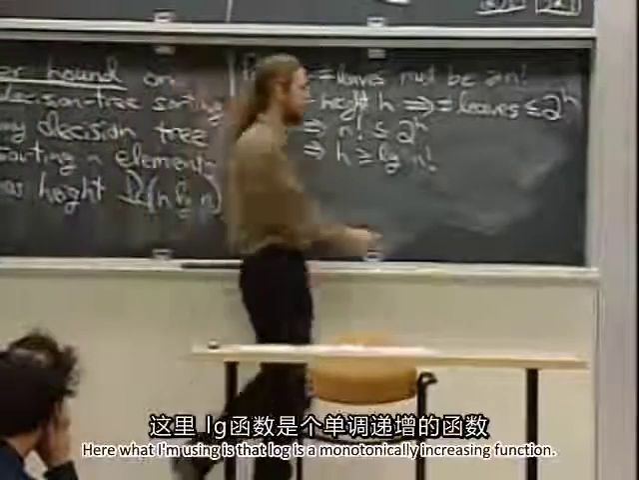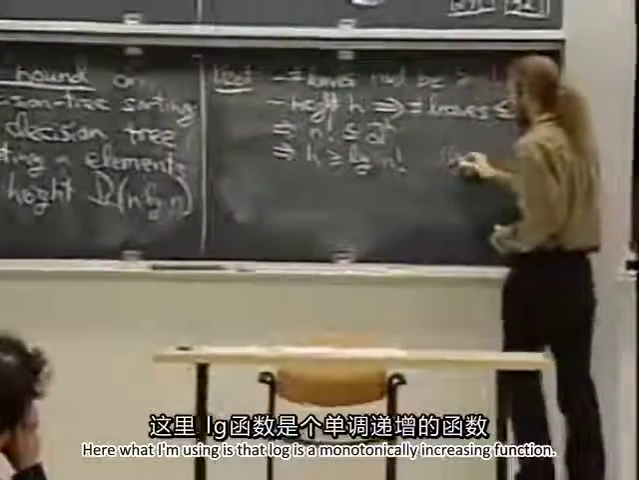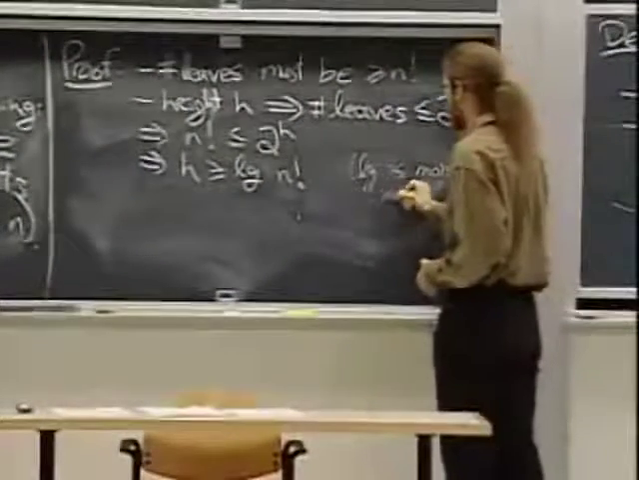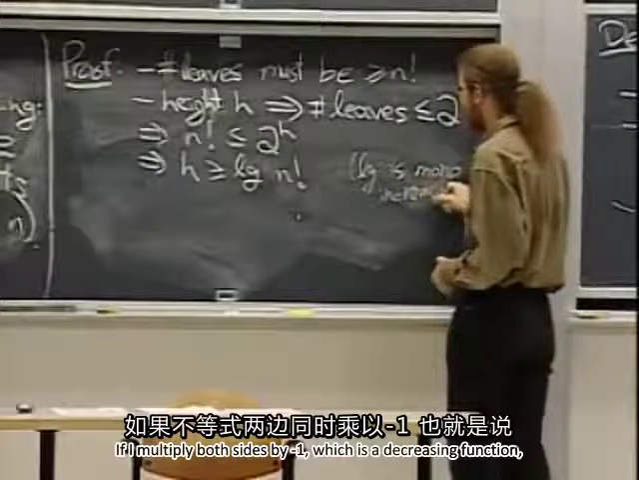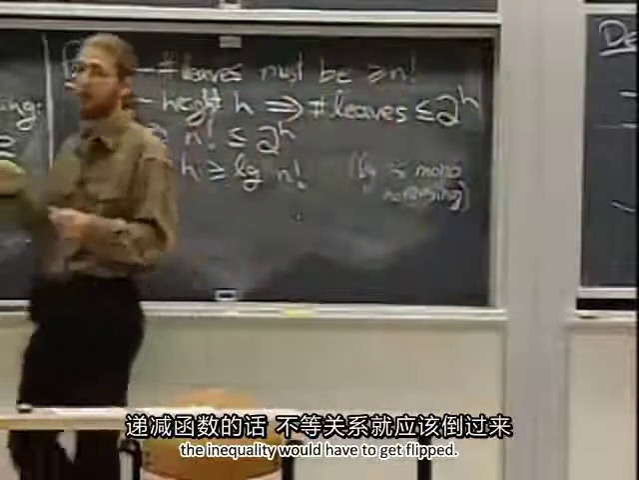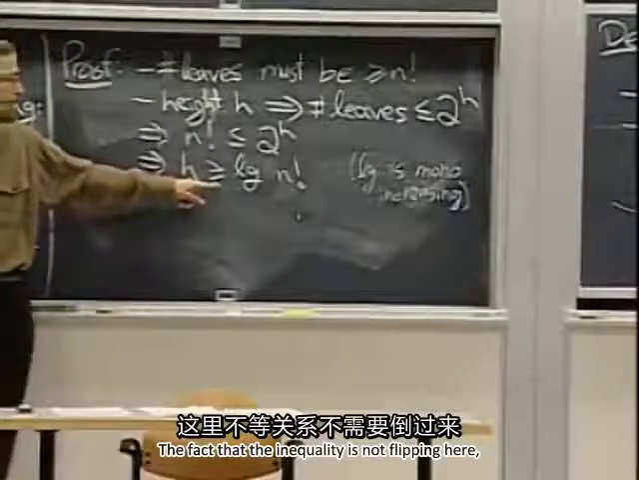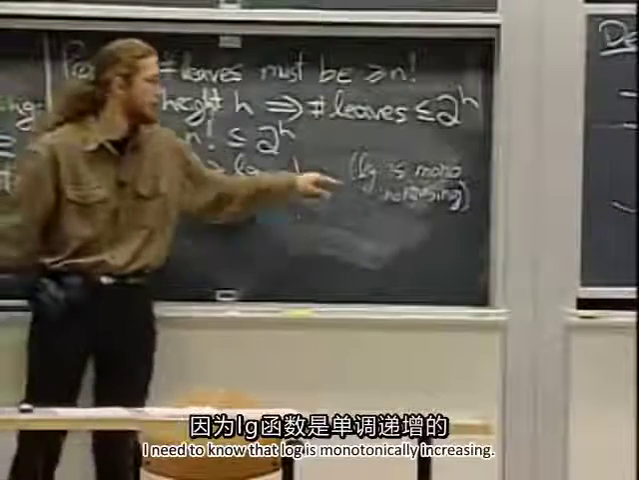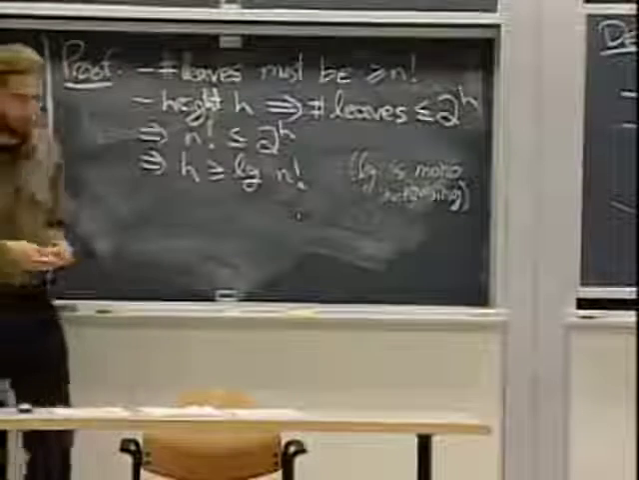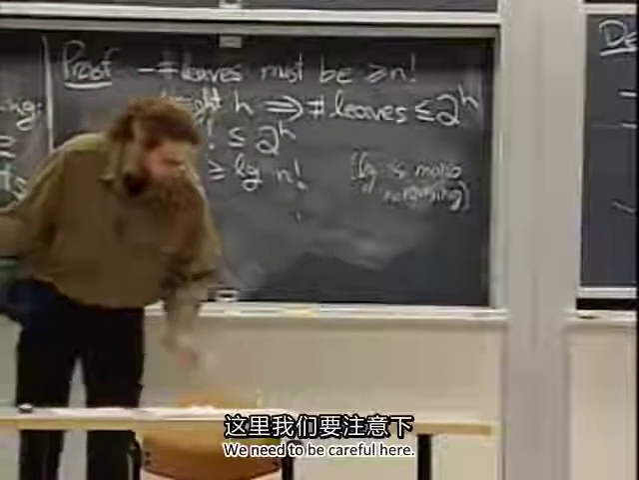So here what I'm using is that log is a monotonically increasing function. That's important. If I multiplied both sides by -1, which is a decreasing function, the inequality would have to get flipped. So the fact that the inequality is not flipping here, I need to know that log is monotonically increasing. If you've seen log, that's true. Need to be careful here.